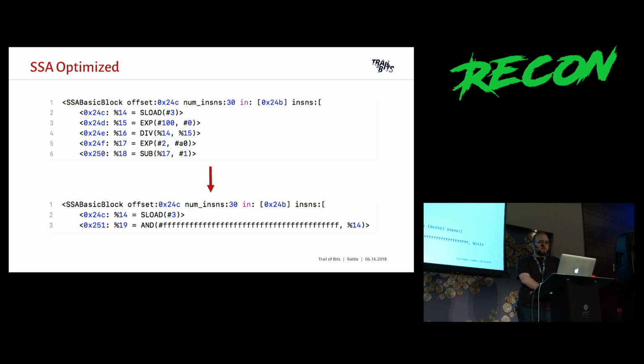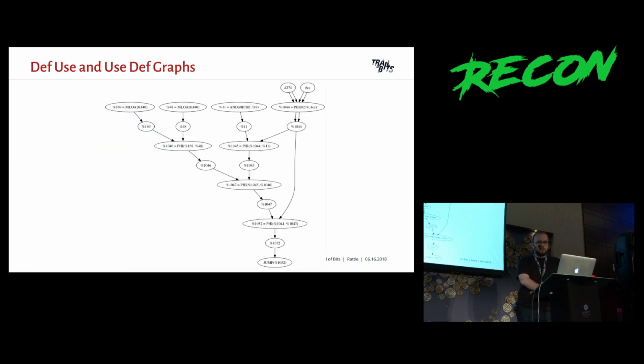We can also trivially compute def-use and use-def graphs. This is actually from when I was debugging kind of insane control flow bugs. So this is not real. I was trying to graph this 1052 and see why I was getting weird control flow, and I'm propagating through my phi node.